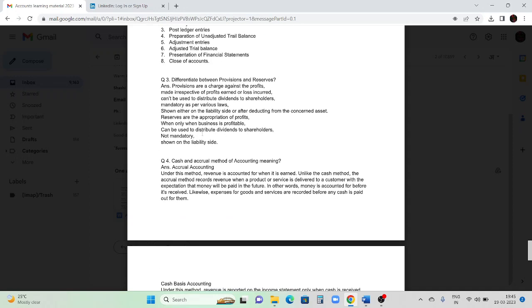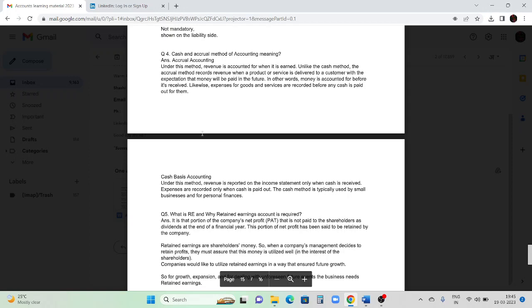Provisions. Provisions are a charge against profits made irrespective of profit earned or loss incurred. They cannot be used to distribute dividends to the shareholders and are mandatory as per various laws. Accruals, accrual accounting.